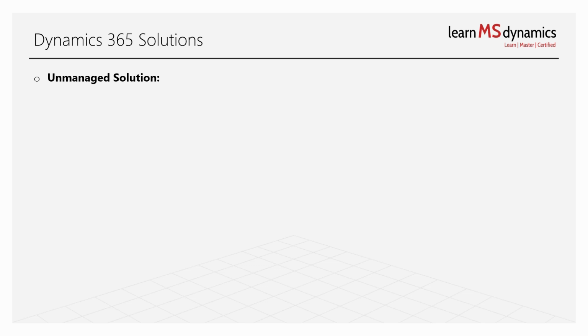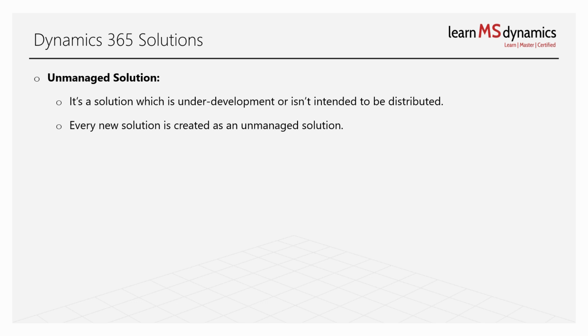Let's talk about the unmanaged solution. An unmanaged solution is a solution which is under development or isn't intended to be distributed, that you use for development purposes and you don't want to roll out or distribute to other people or other organizations for them to use. And whenever you create a new solution in Dynamics 365, it will be an unmanaged solution.